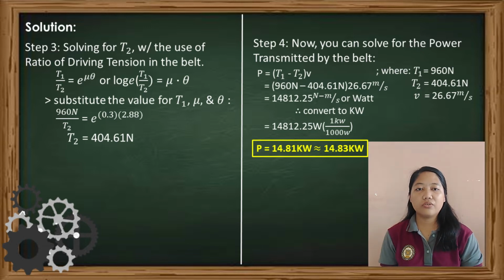So it is equal to 14,812.25 Newton meter per second or watt. So we need to convert watt to kilowatt. So 14,812.25 watt times the quantity of 1 kilowatt over 1,000 watt. So the power transmitted by the belt is 14.81 kilowatt, which is approximately 14.83 kilowatt.